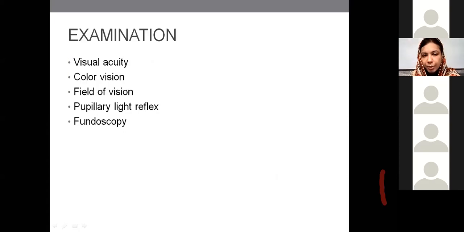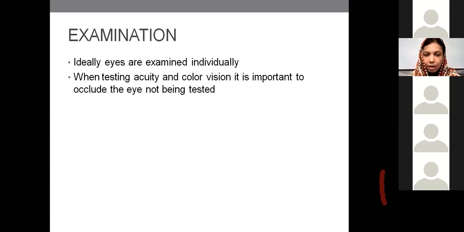Right? Now coming towards the examination. Examination constitutes five parts. Visual acuity, color vision, field of vision, pupillary light reflex, and the fundoscopy. Ideally, the eyes are examined individually. You have to close one eye, right? When testing the acuity and the color vision, it is important to occlude the eye not being tested.